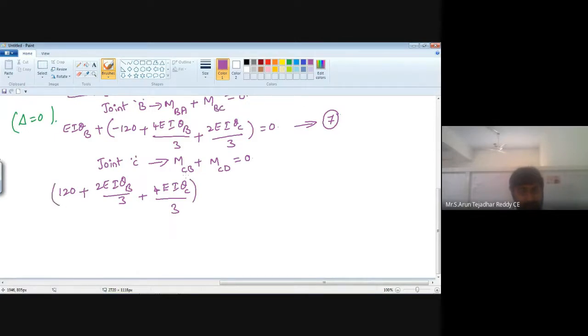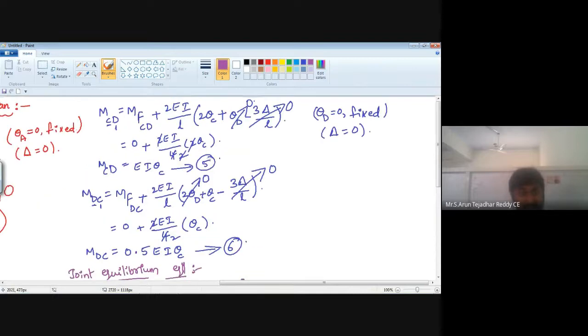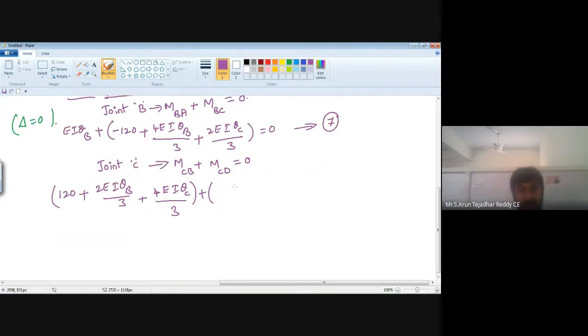This is our MCB value plus what is the MCD? MCD is EI theta C. Okay, EI theta C. This is our joint C equation. Give one equation, that is number 8. That is number 8.